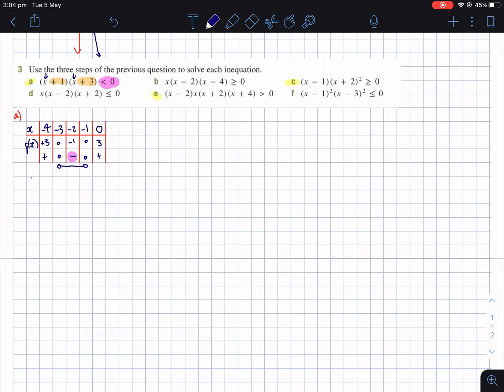So x + 1, x + 3 is less than 0 when -3 is less than x, which is less than -1. So x is between -3 and -1, but not including them, because otherwise it would have come out as exactly 0. All right, question C.